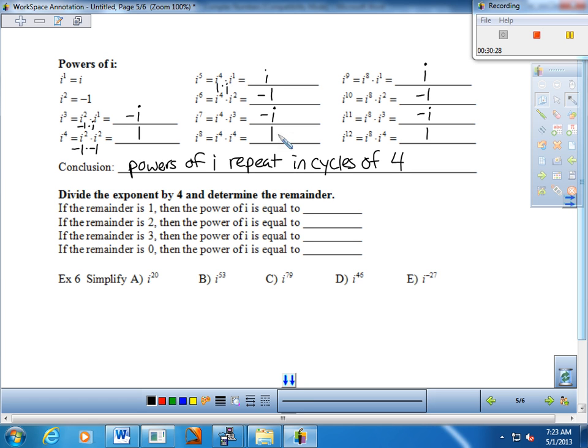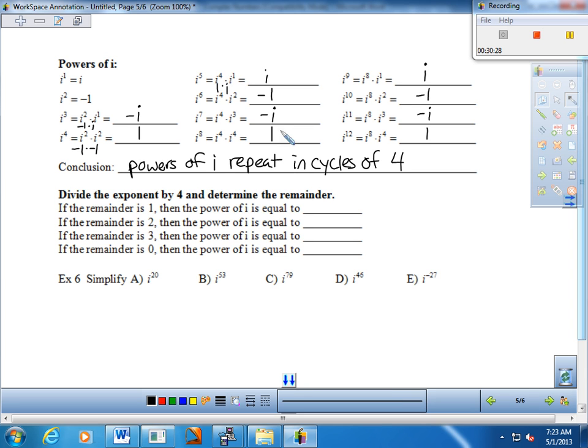And so the way to pull this off numerically is to just do a little division on the exponent. Because it works in cycles of 4, we're going to divide it by 4 and determine what's left over. When we determine what's left over, we see where we are in our next cycle of 4.